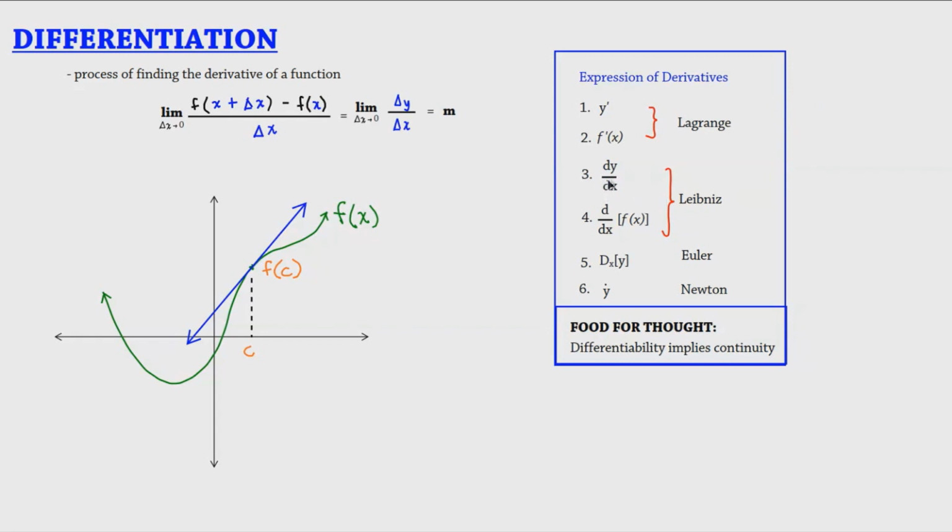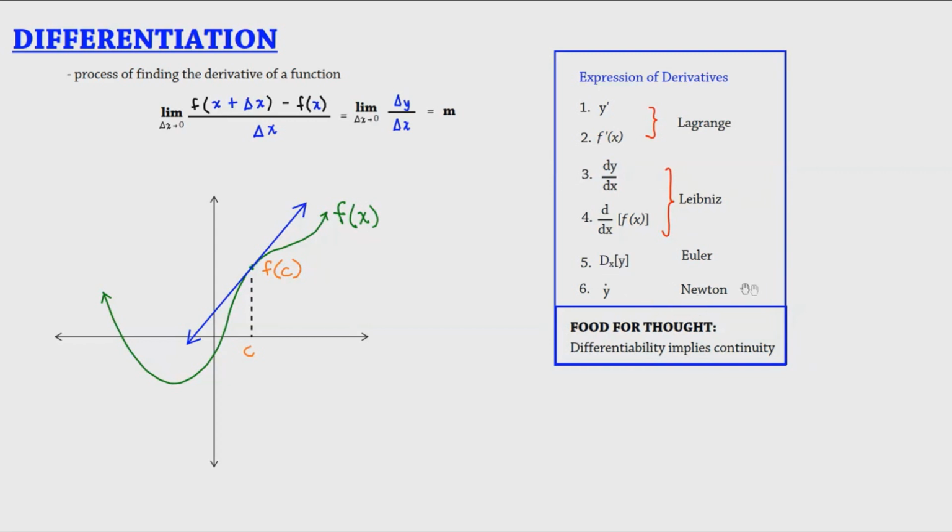Now the second one would be the Leibniz expression or notation. We have dy over dx, which simply means the derivative of y with respect to x, and then there's the derivative of f of x with respect to x. So basically these two are just the same. We're just implying that f of x here is equal to y, and that's the Leibniz notation. And then the fifth one would be the Euler notation. We have d sub x of y. So basically we take the derivative of y with respect to x.